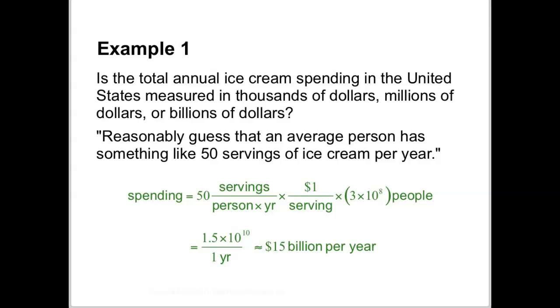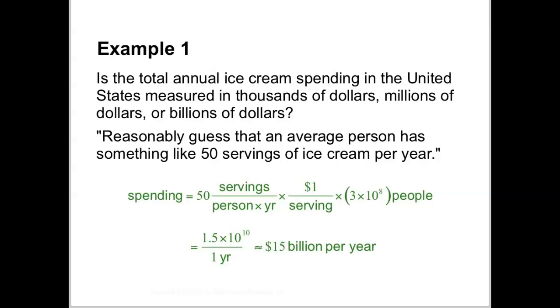So in example 1, we want to know, is the total amount of ice cream spending in the United States measured in thousands of dollars, millions of dollars, or billions of dollars? And we'll say a reasonable guess is that an average person has something like 50 servings of ice cream per year.